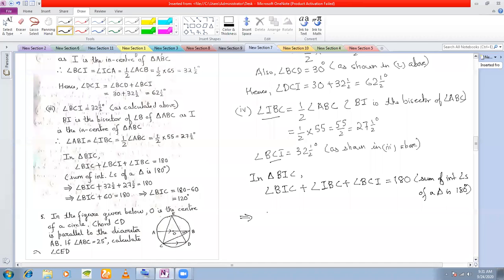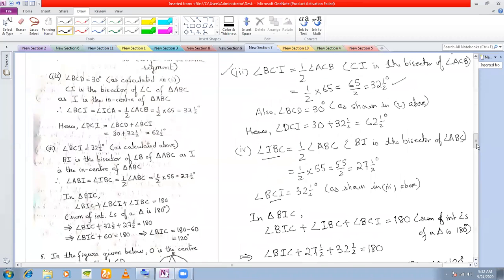So angle BIC we have to find out. Angle IBC is 27 and a half, BCI is 32 and a half, total 180. So this is angle BIC plus 60. 27 and a half plus 32 and a half is 60. That means your angle BIC is 180 minus 60, 120 degrees. Okay, so this is how you find out the fourth angle, angle BIC.